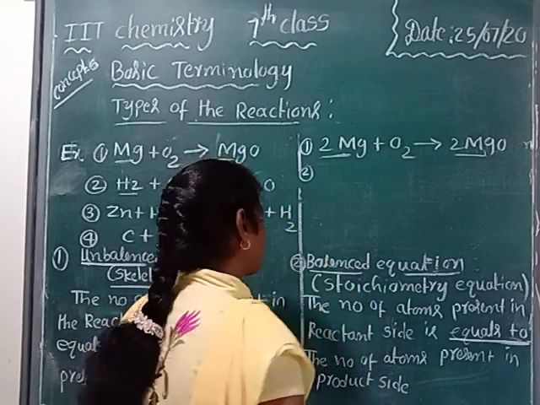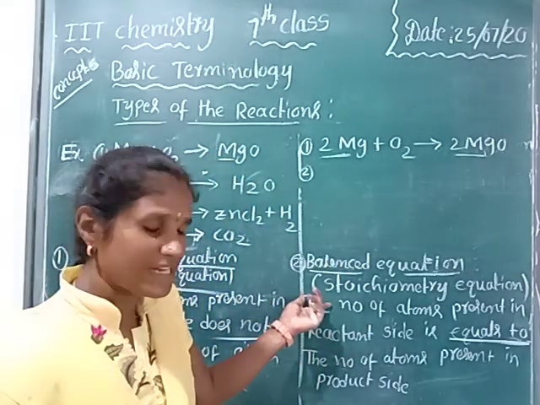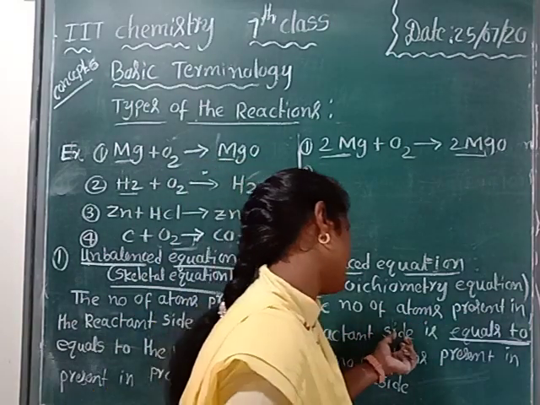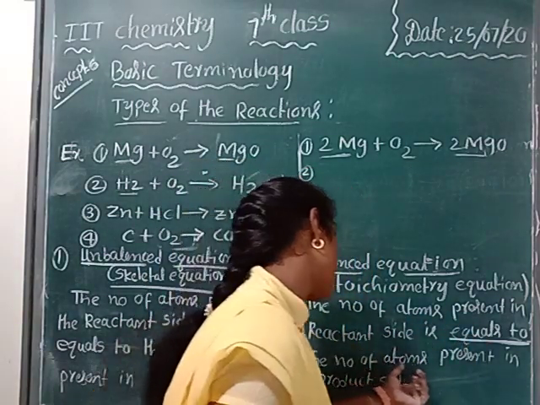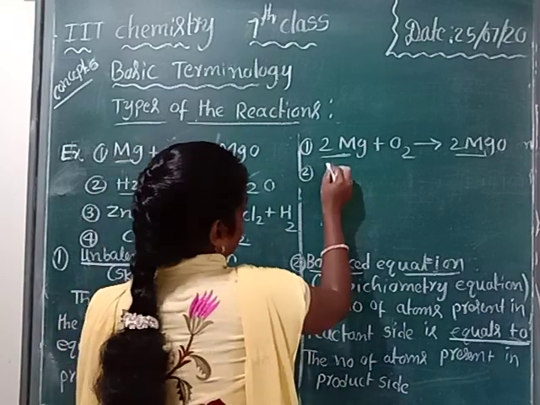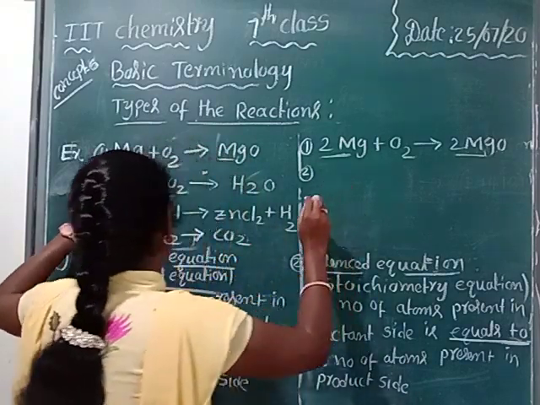What is the definition of the balanced equation? Balanced equation, another name stoichiometric equation. The number of atoms present in the reactant side is equal to the number of atoms present in the product side, and that is called a balanced equation. So for balanced equations, the same examples I have to write.